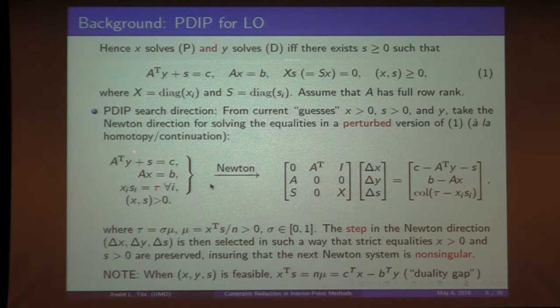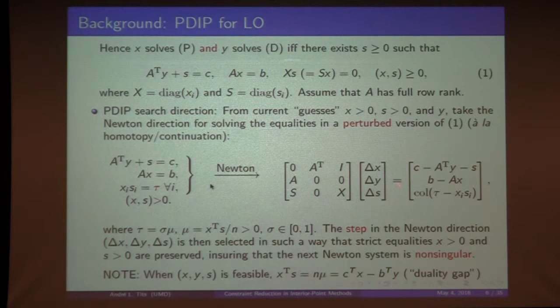And so for the Newton direction, you take the three equalities here and you write the Newton iteration. By the way, Newton is linearization, so you solve the linearized problem. Now the first two are linear in x, y, and s. Only the third one is nonlinear. So linearization only affects the third one. And when you linearize, you get this.